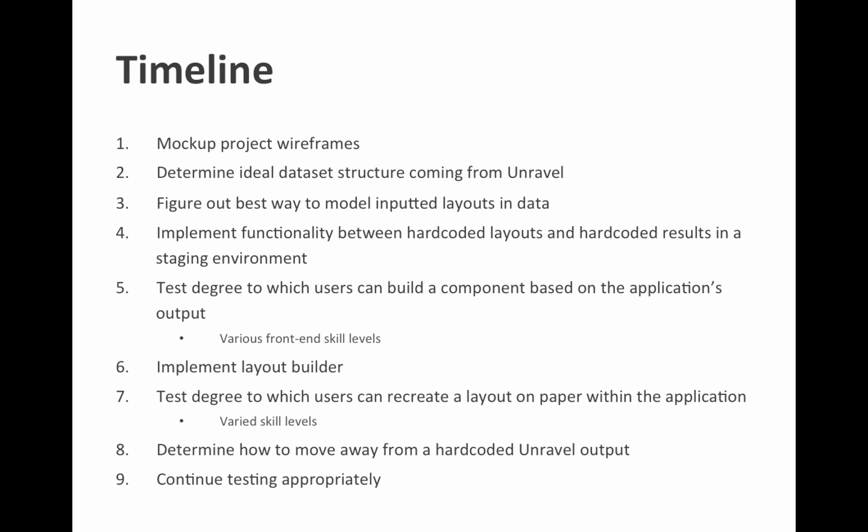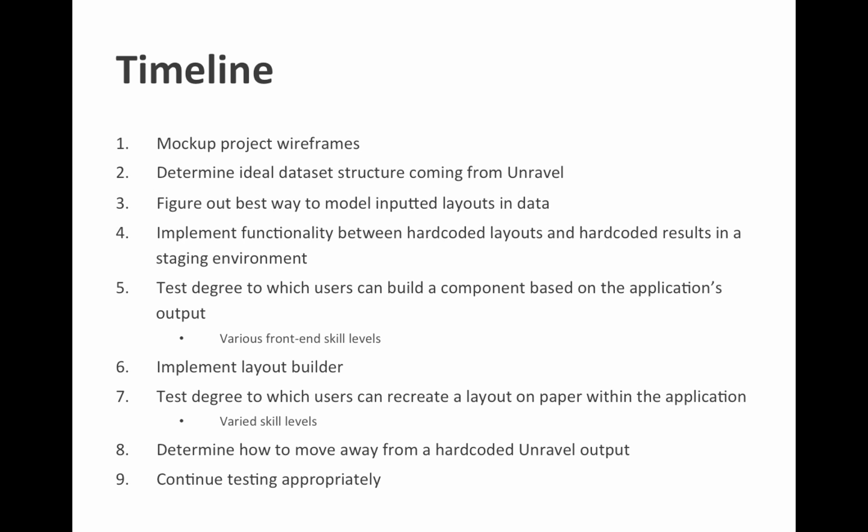So in terms of the timeline, I don't really have times associated with these, but this is a general development approach that I want to take. First, I'm going to be building out these mock-ups for what the project's going to look like, and most importantly, that's going to give me an idea of how and what data I'm going to need from the Unravel API, how I need to format the data of the layouts that users are going to build within the application, and how the intermediary steps are going to work in that interaction.